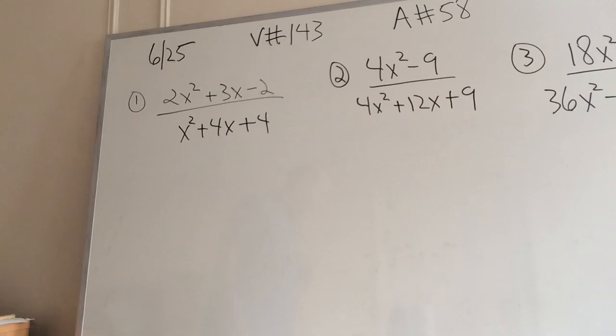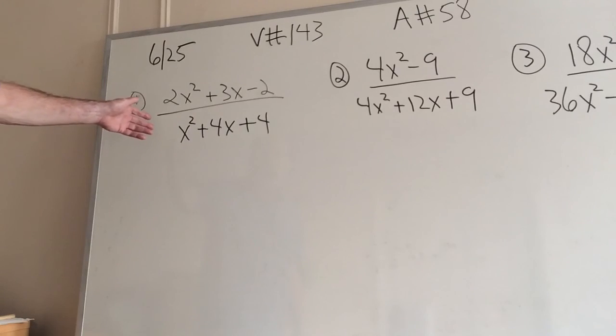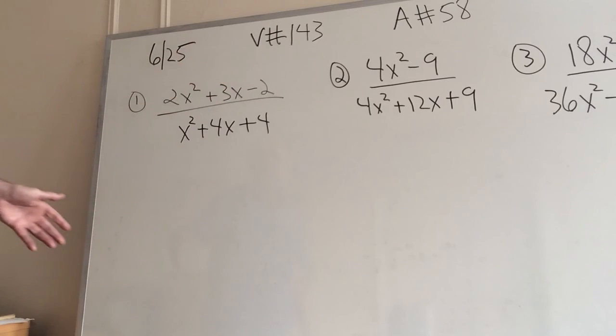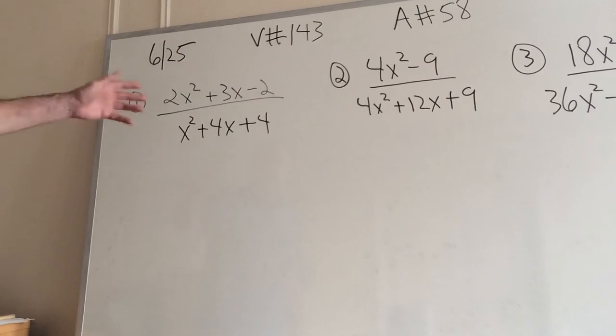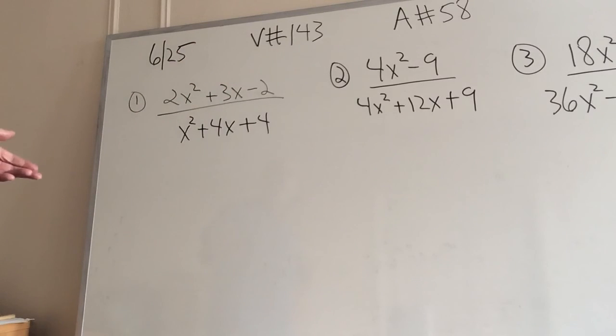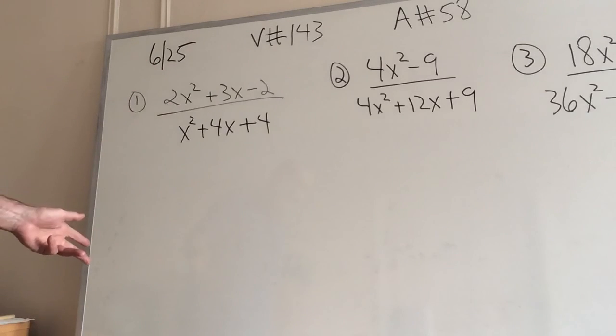So I look at number 1. And the 3 terms here are coprime. There's no one number I can take out. So I look at it and I realize that this is a problem about factoring. If I factor this and I factor this, I'll probably be able to cancel and name a restriction. So the strategy is the same.